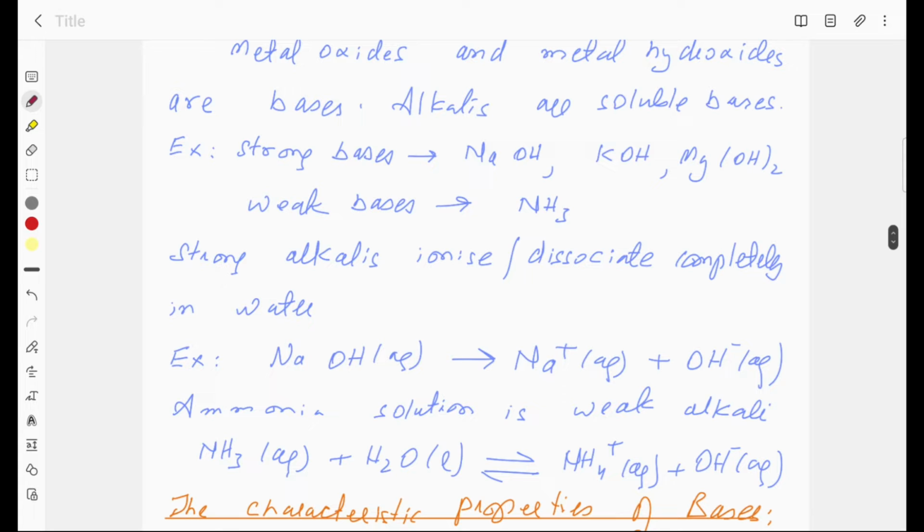Now, strong alkalis dissociate completely in water. They give you OH negative ions. And you can look at the example I've given over here. When sodium hydroxide dissolves in water, it gives you Na positive and OH negative ions. So releasing OH negative ions is a characteristic property of alkalis, and strong alkalis dissociate completely. And ammonia is a weak alkali. If you dissolve it in water, it gives you NH4 positive ion and OH negative ion. Ammonia is a weak alkali because it dissociates partially in water.